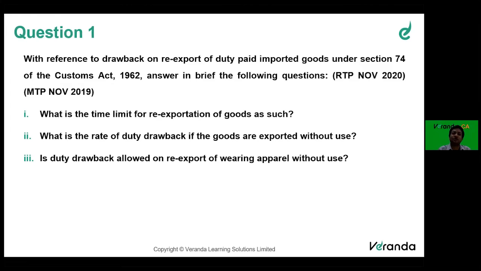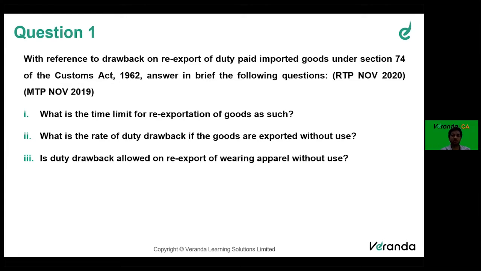In this one section talks about that you export as such. That means either you use or don't use, but the same identical goods as such, you are sending back, right? In the same form. Machinery came, machinery went back. Car came, car went back. Any product came, went back. One is that you use the same product, use it and send it back.